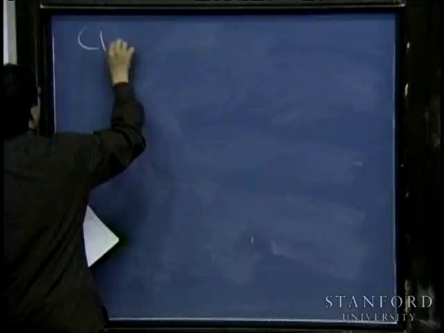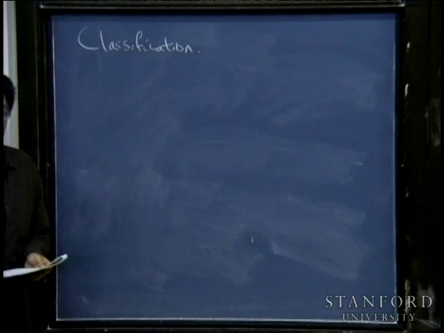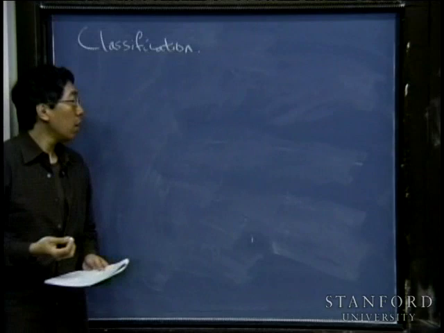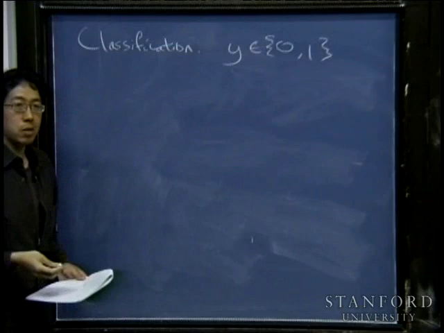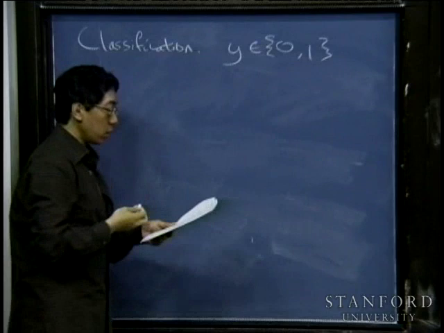You recall that I said regression problems are where the variable y that you're trying to predict is continuous valued. Now I'm going to talk about our first classification problem, where the value y you're trying to predict will be discrete valued. It can take on only a small number of discrete values. In this case, I'll talk about binary classification, where y takes on only two values.